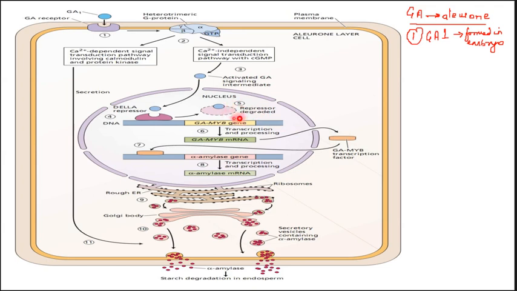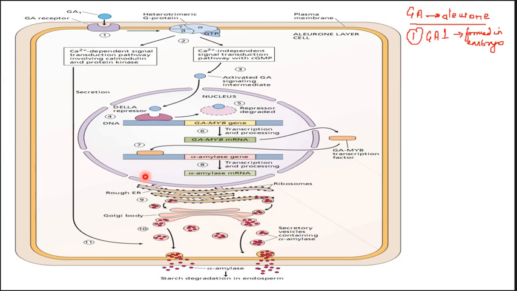The DELLA was inactivated and degraded, because of which the GAMYB gene will be activated. So repression is removed from the MYB gene. The gene is now activated and will show transcription. It will produce MYB mRNA, and the mRNA will synthesize protein in the cytoplasm. The protein will enter back into the nucleus and bind to the promoter site of alpha amylase and other hydrolytic enzymes.